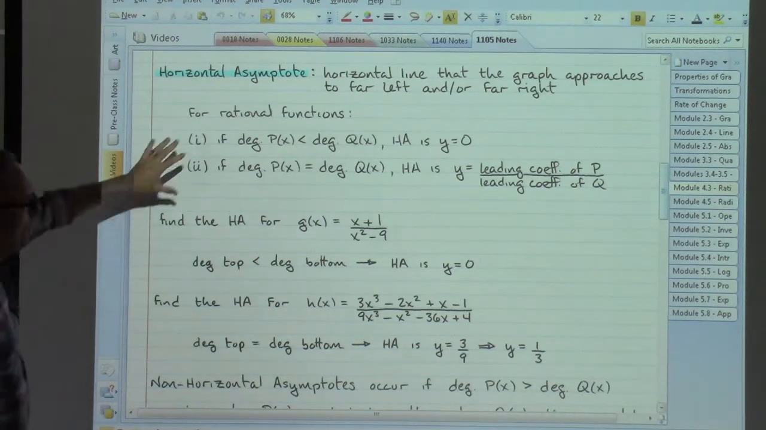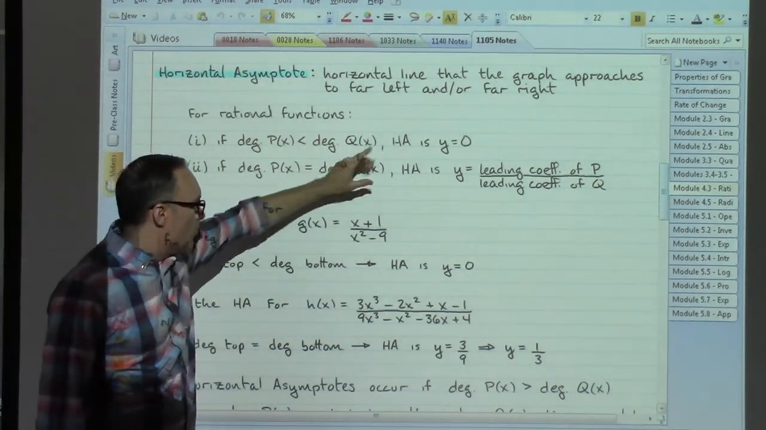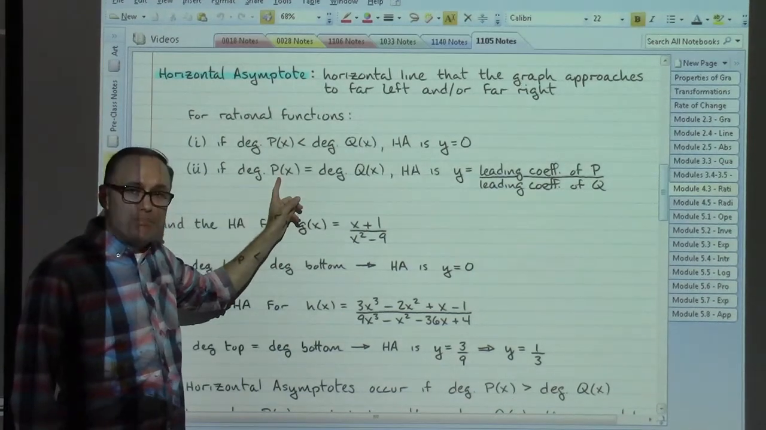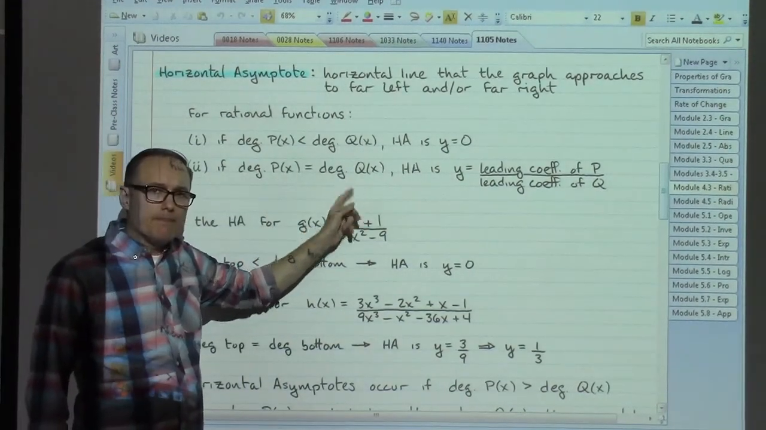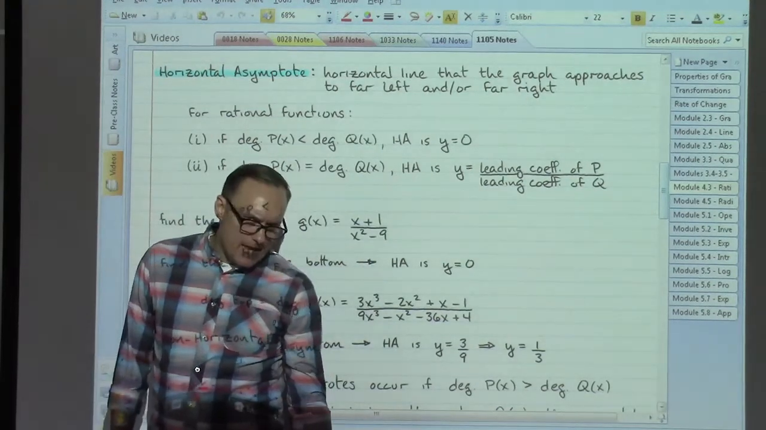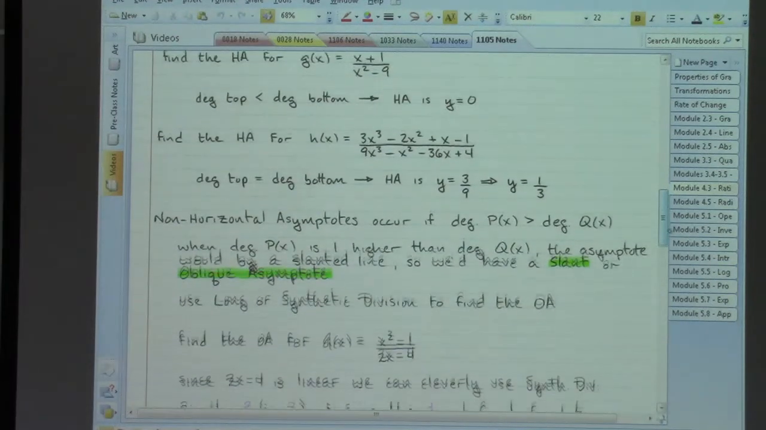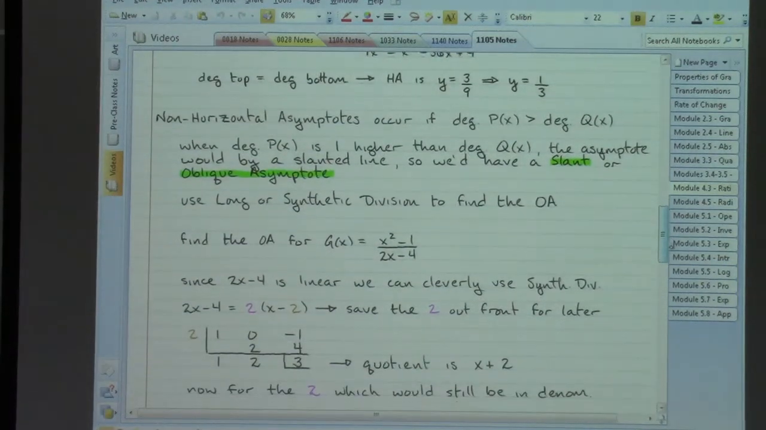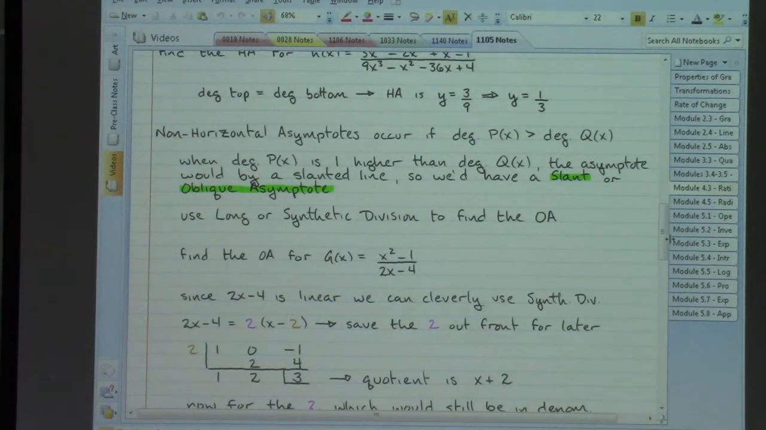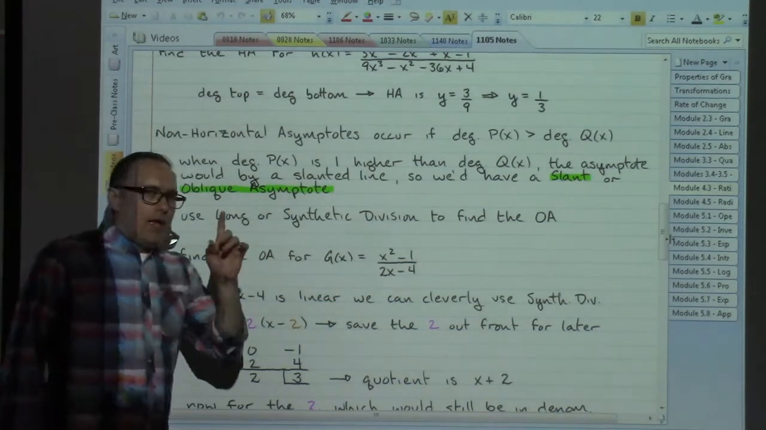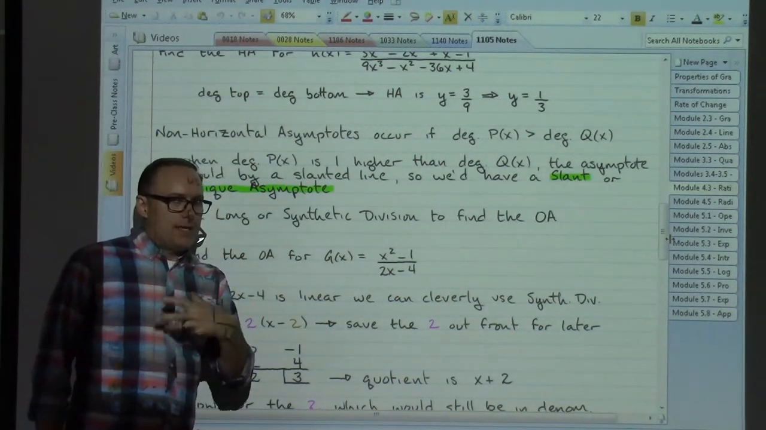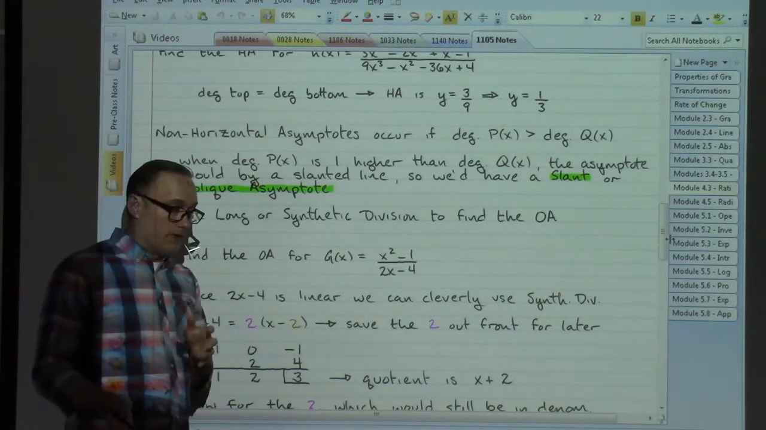What we're missing from this set of relationships is, what if the degree of the top is bigger than the degree of the bottom? So what happens then? Well, that brings in some of our division business. And what could happen is that we would get something that we refer to as a non-horizontal asymptote. There are, again, different ways that things could interact, and things could be very, very strange.